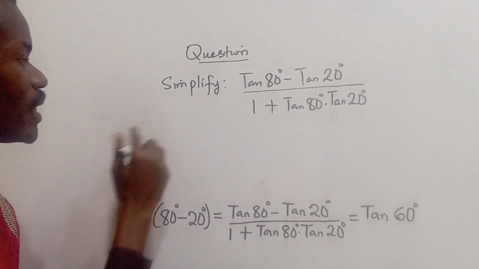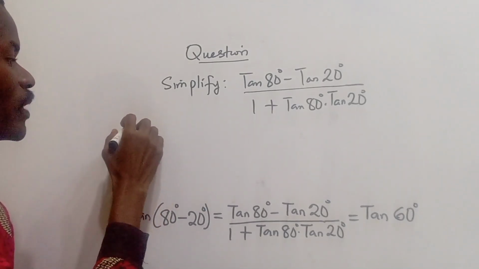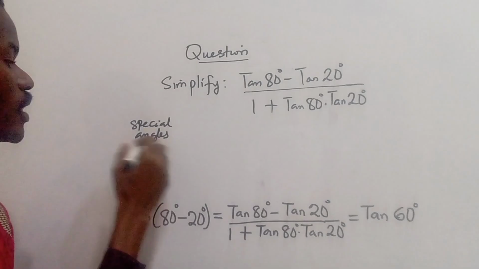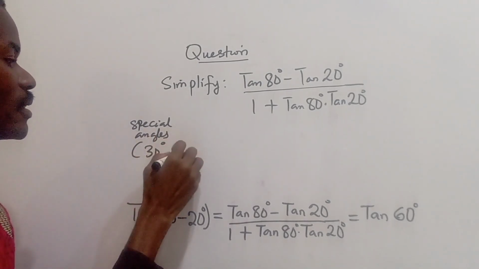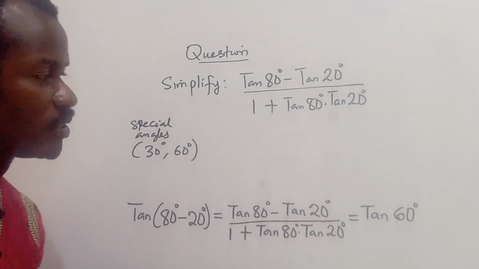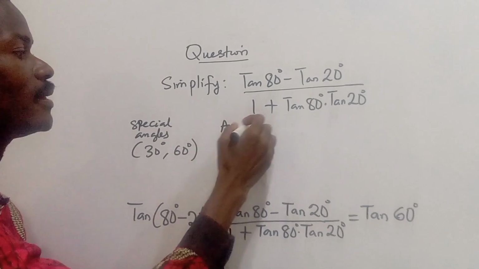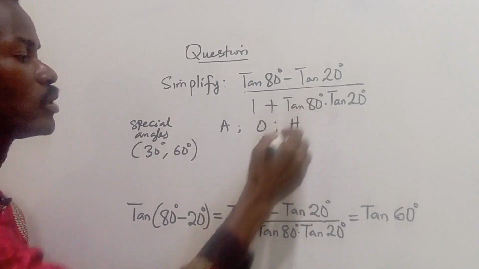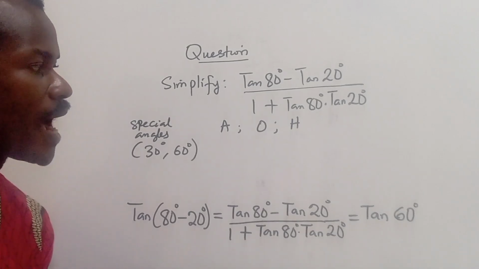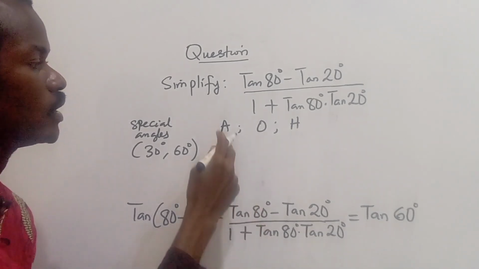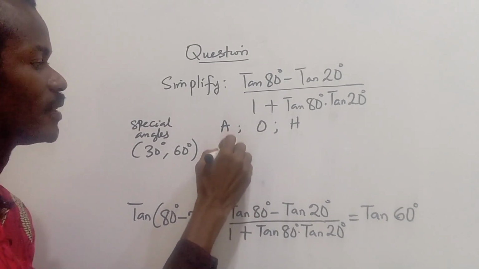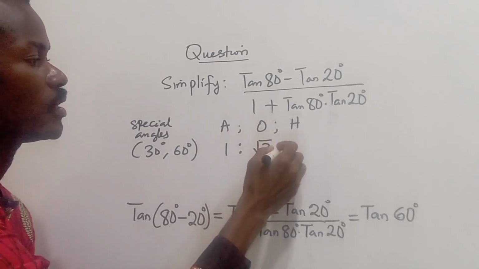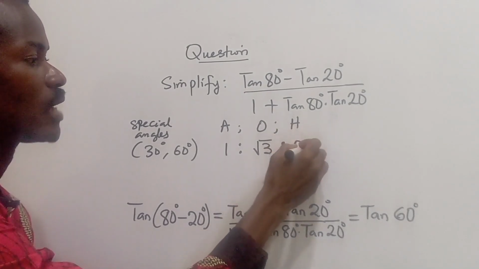So I just want to recall our special angles. When it comes to 30 degree and 60 degree, once 30 and 60 degrees are involved, we have our adjacent side, our opposite side, and our hypotenuse. Now how do we put the values? From smallest to the highest, we have this as 1, we have this as square root of 3, and we have our hypotenuse as 2.